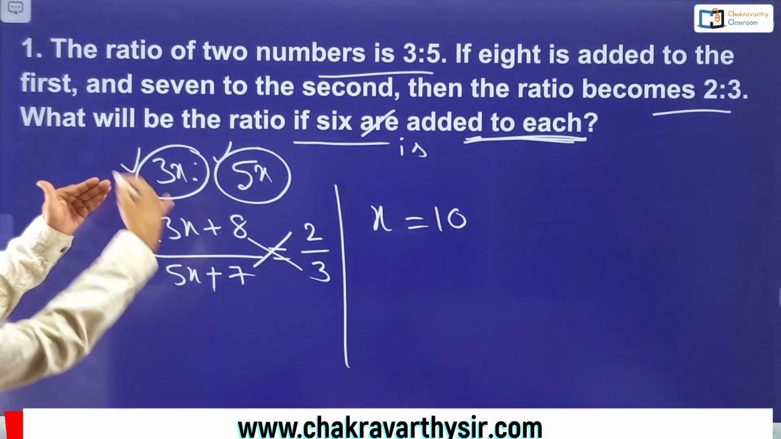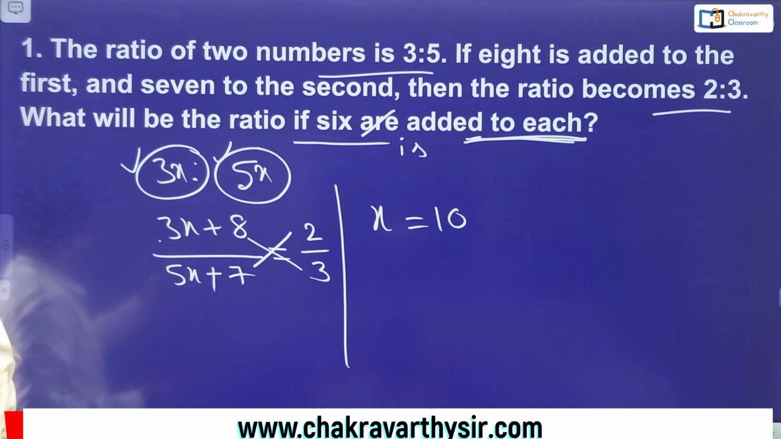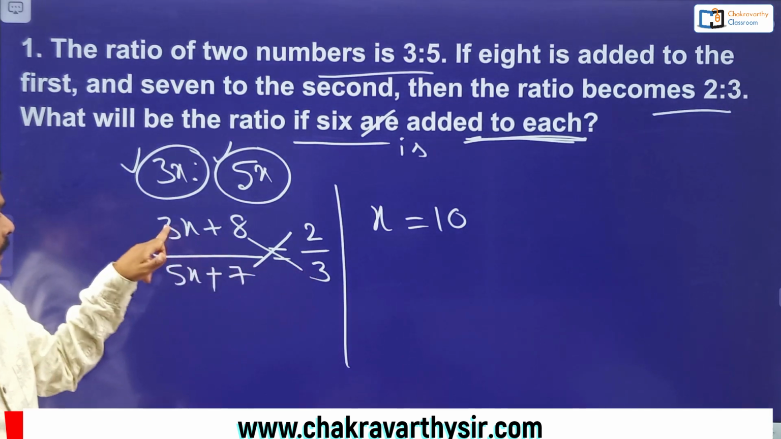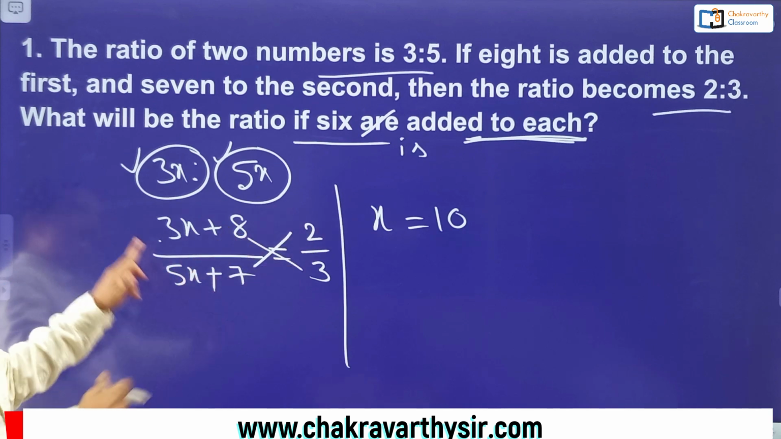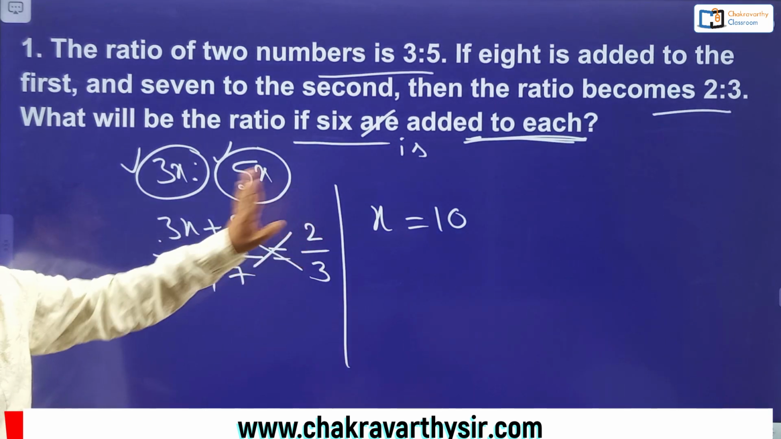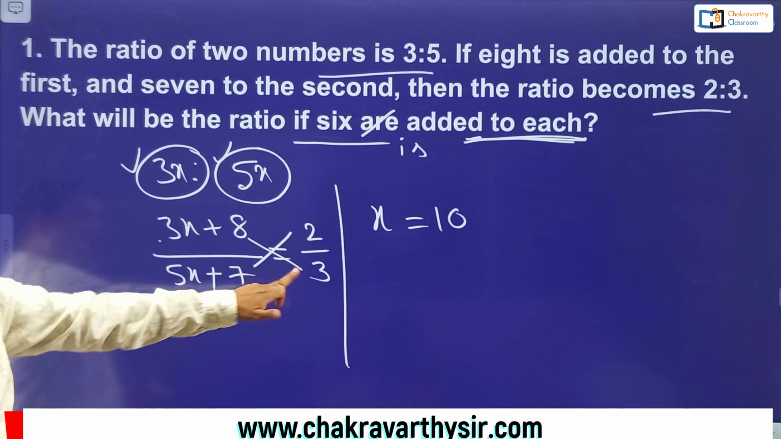What is there? Why write all the things on the paper? How did I do this one? For the beginners particularly, 3 into 3, 9x. 2 into 5, 10x. Anyway, left hand side, right hand side. The difference is 1, that is x, is equal to 24 minus 2 into 7, this is 14.